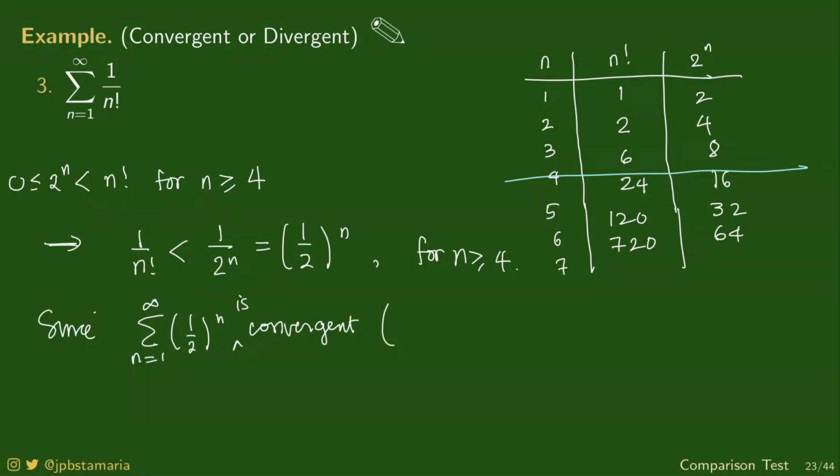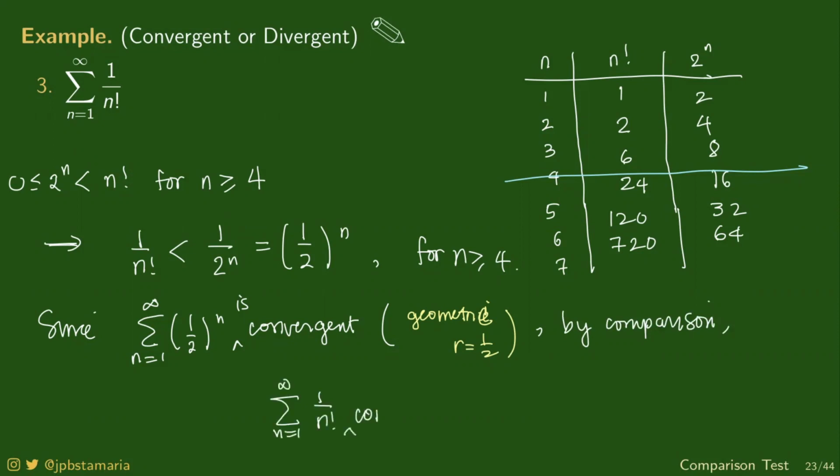Pag in-expand nyo to, 1/2 plus 1/2 squared plus 1/2 cubed. Ayan, geometric with r equals 1/2. Less than 1 ang absolute value. Okay? Yun yung reason. So that is convergent. Hence, by comparison, anong masasabi natin? By comparison, yung sum ng mga mas maliliit, convergent din. Tamad ako maglagay ng is. Lagay na lang natin converges. Okay? Therefore, the sum of the 1 over n factorials is convergent.